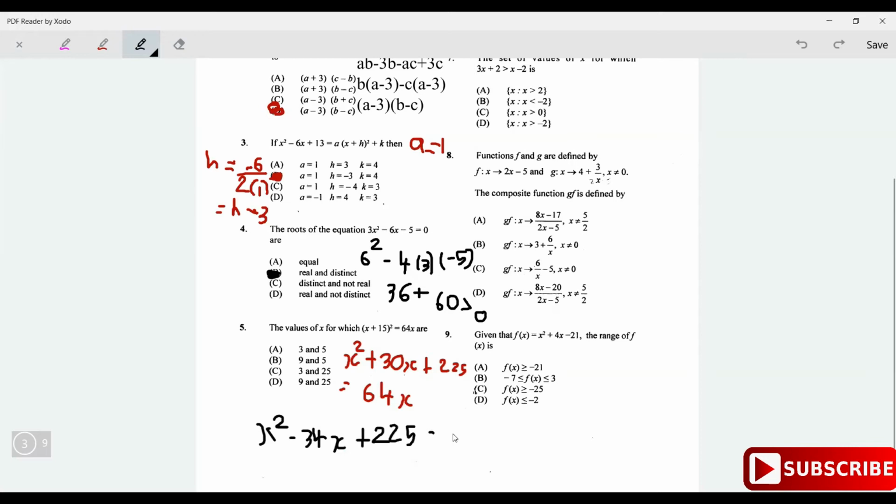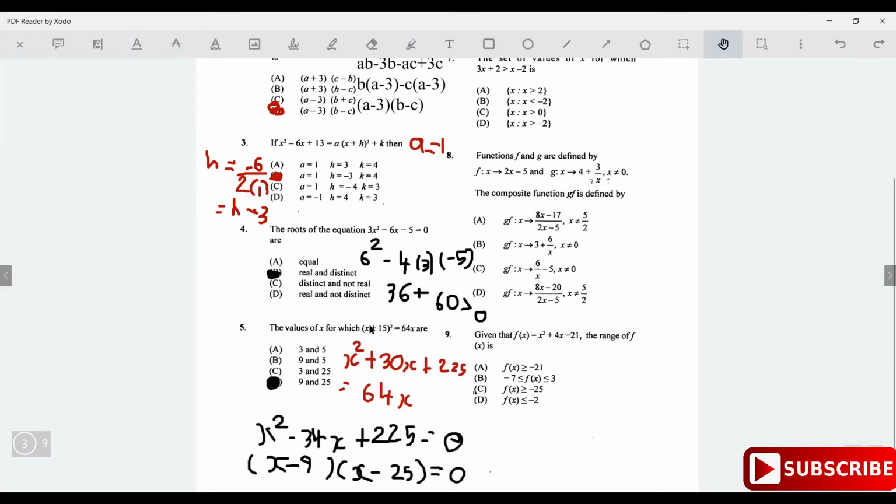Now, when you're factorizing, you're going to ask yourself, which two numbers, when I multiply them I get 225, but when I add them I get 34. This looks like 25 and 9. And the signs are the same, both of them negative. So minus, minus. This is x and this is x. And so that means the answer is x equal 9 or x equal 25. To check your answer, you can try it. When you put in 9, 9 plus 15 is 24. So you get 24 squared. And 64 times 9 is the same thing. So this is the answer.